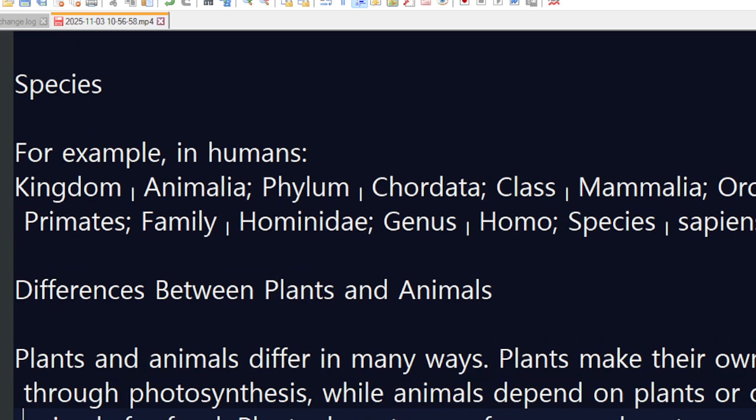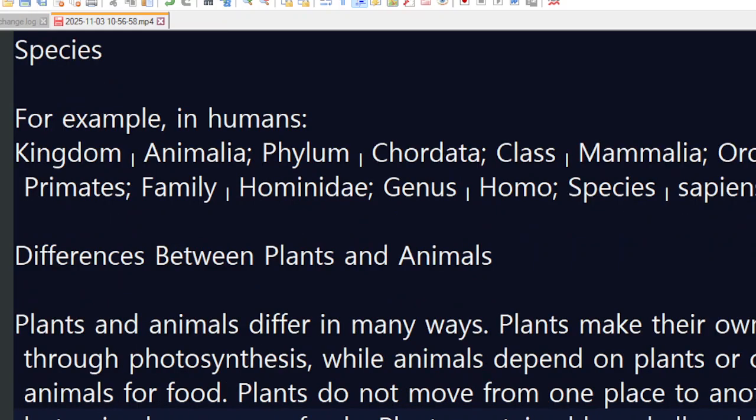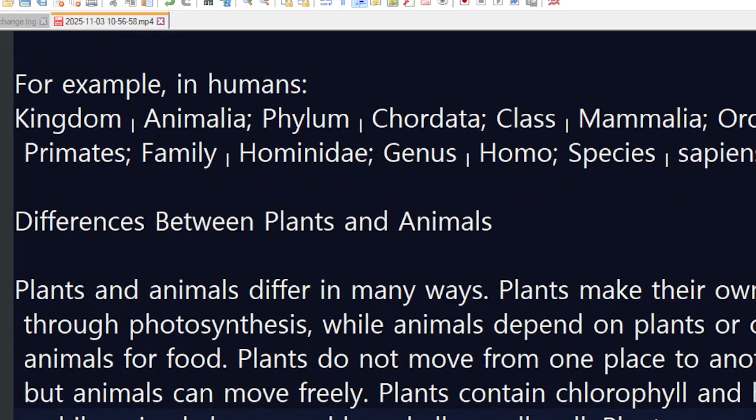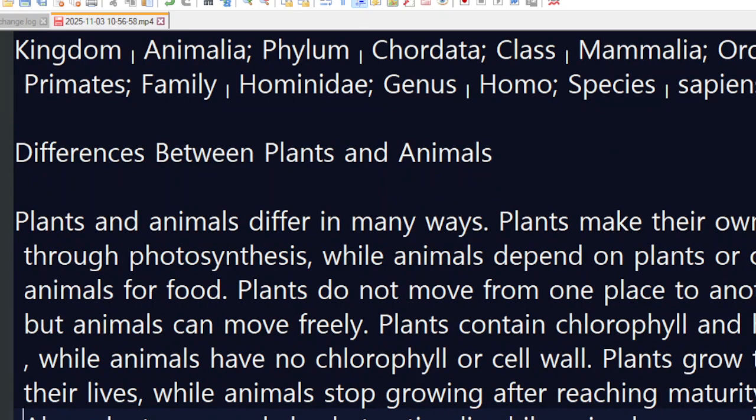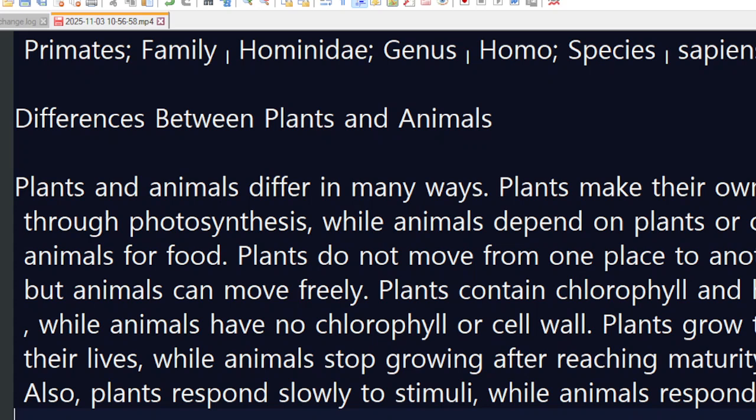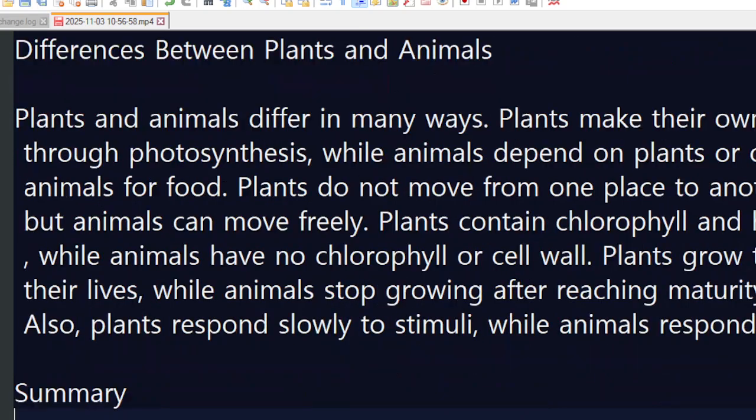Plants and animals differ in many ways. Plants make their own food through photosynthesis, while animals depend on plants or other animals for food. Plants do not move from one place to another, but animals can move freely. Plants contain chlorophyll and have a cell wall, while animals have no chlorophyll or cell wall. Plants grow throughout their lives, while animals stop growing after reaching maturity. Also, plants respond slowly to stimuli, while animals respond quickly.